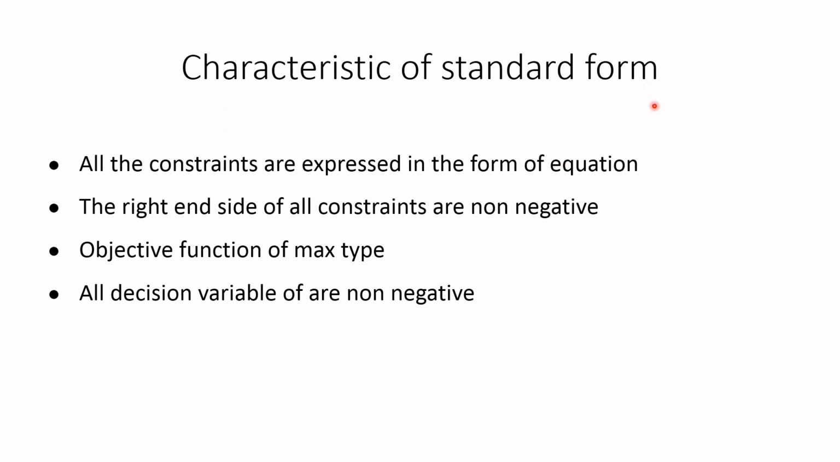Okay, so whatever your right hand side of the equation, if it is positive, then it is okay, but if it is negative, you have to multiply it with -1. Throughout the equation, your right hand side b1, b2, b3 should be positive. Objective function of maximum type. In a standard form, we always write our objective function in a maximum type.